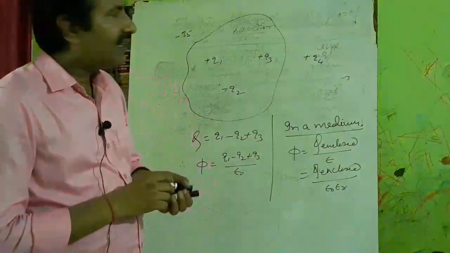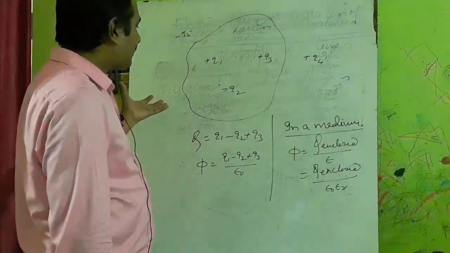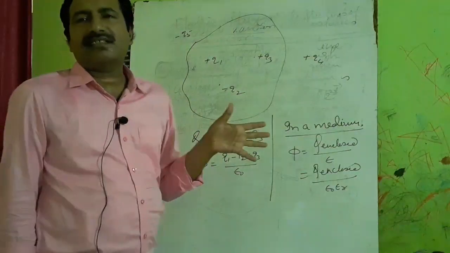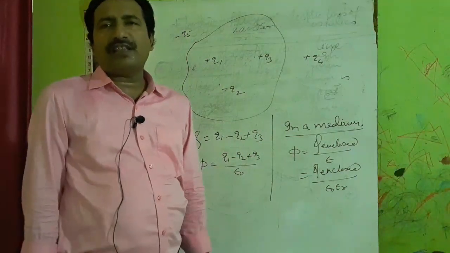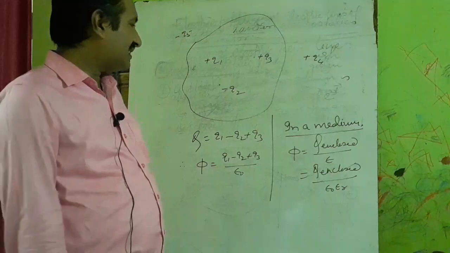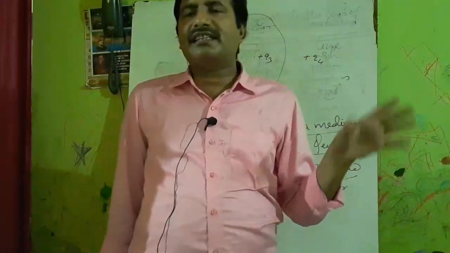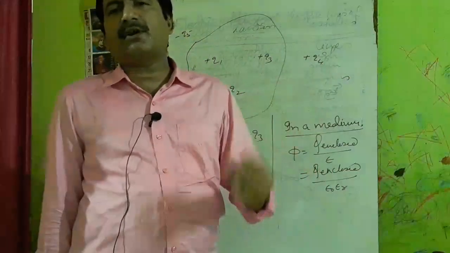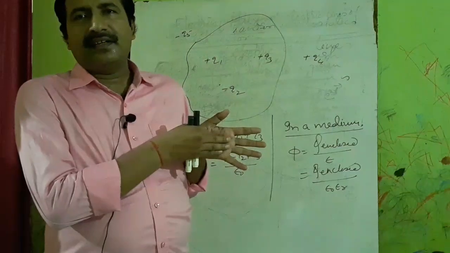In the next class, we will be learning about the applications of Gauss law. We will also discuss the derivation of Gauss law. We will discuss derivation of Coulomb's law on the basis of Gauss law. All these will be discussed in the next lecture. Today, you learnt about electric flux. You learnt about electric field lines. You learnt about properties of electric field lines and the statement of Gauss law. Thank you.